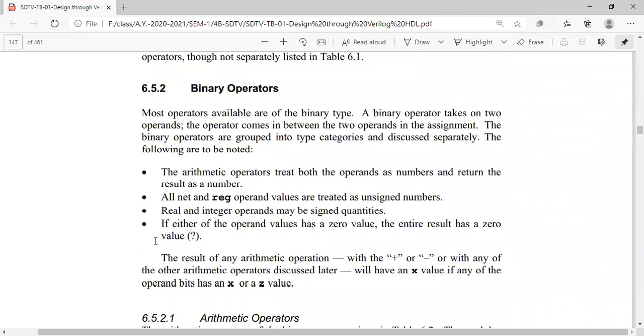Now we have the binary operators. A binary operator means it will operate between two operands. Say A is one operand and B is one operand. In between the both, I will be using these binary operators.